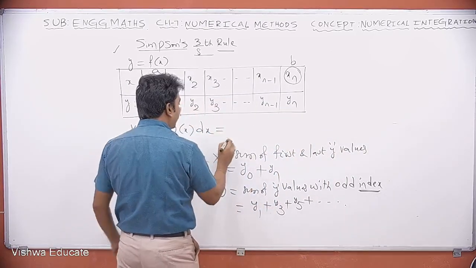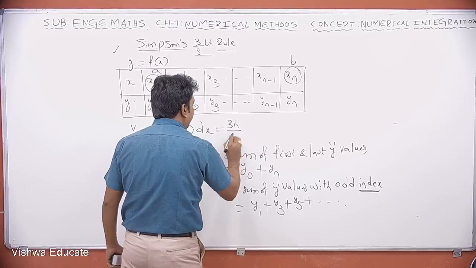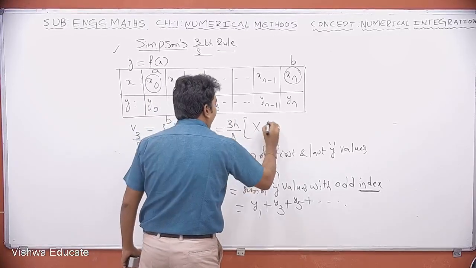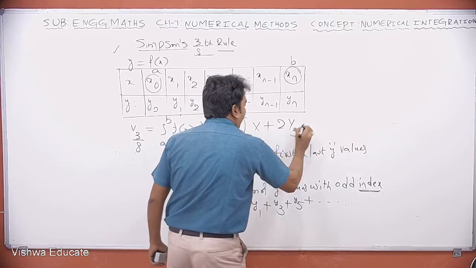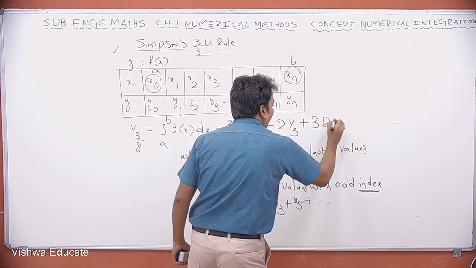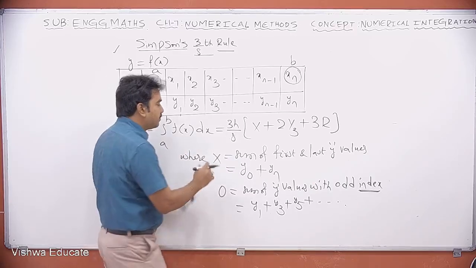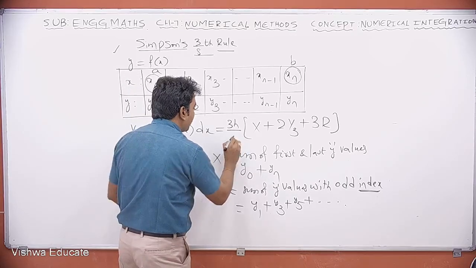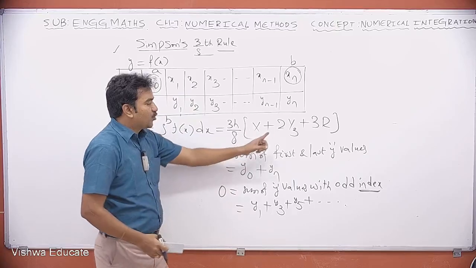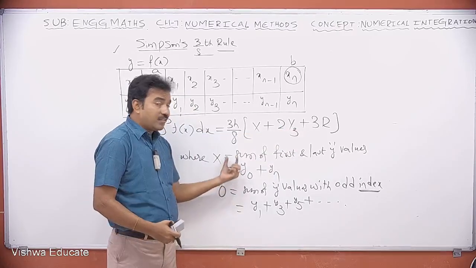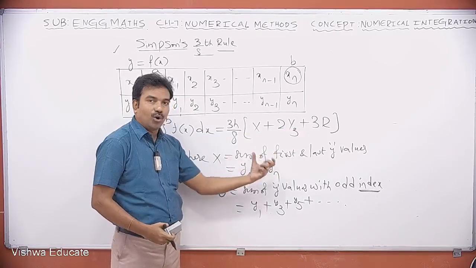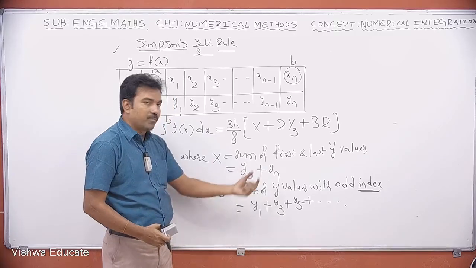The value will be 3h by 8 into X plus 2 into Y3 plus 3 into R. That is 3h by 8 times X plus 2Y3 plus 3R. X is as usual the sum of the first and last y values. So that is y0 plus yn.